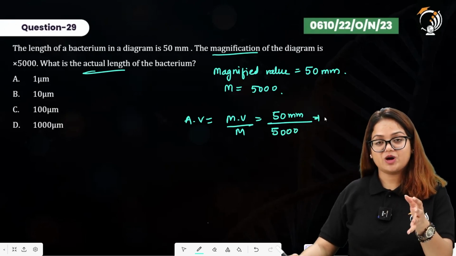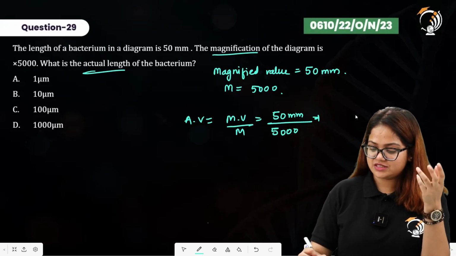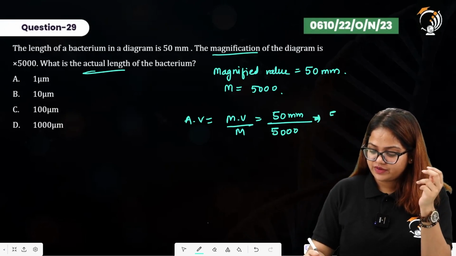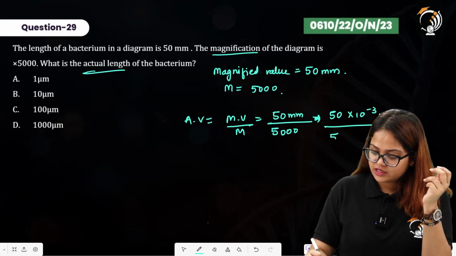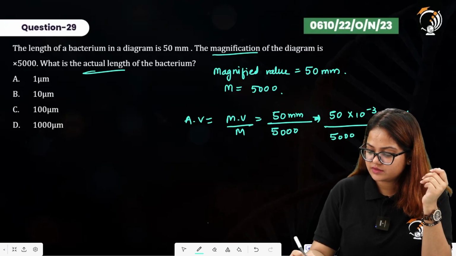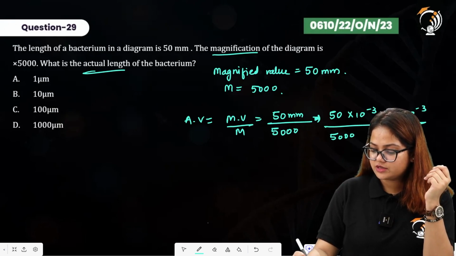Since you can observe the options are having different units, you are going to convert the units again here. 50 into 10 to power minus 3 meter, divided by 5000, 10 to power minus 3 on numerator, 10 to power minus 3 in denominator.